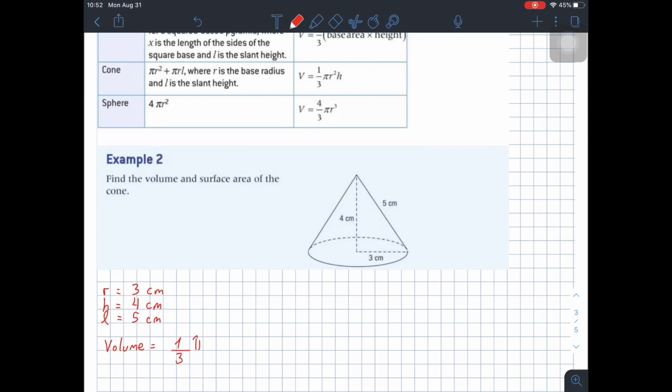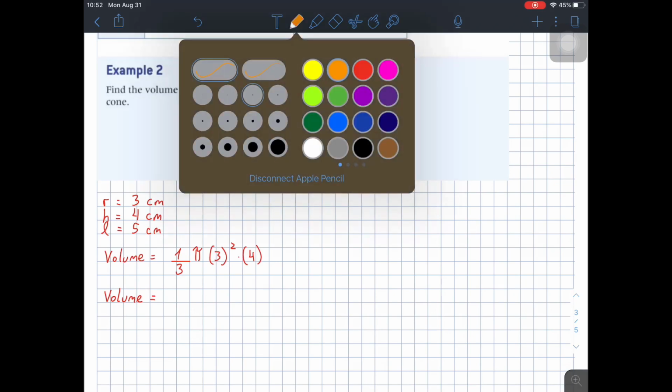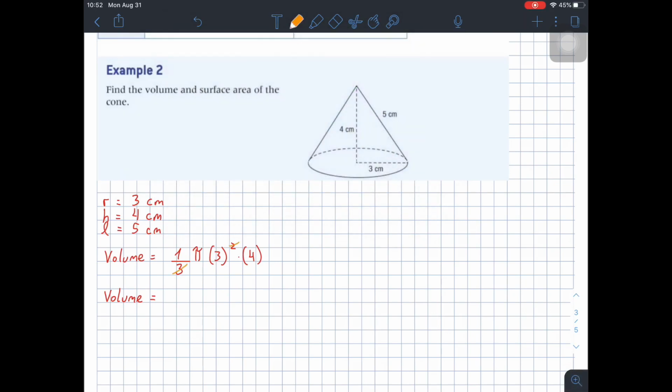1/3 times pi times radius squared, that's times 3 squared, times height, where the height is 4, right? So if you solve for this, you're going to get the volume. We see that we can simplify, for example, 3 with 1/3 here. So this is pi times 12. So this is 12 pi. We're talking about centimeters cubed when we talk about volume, okay? So that's the volume of this figure.